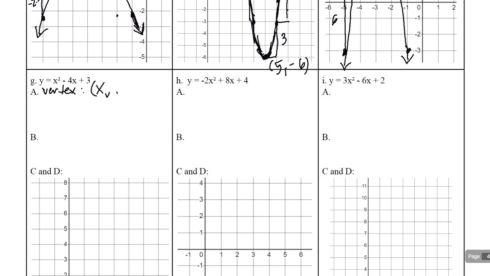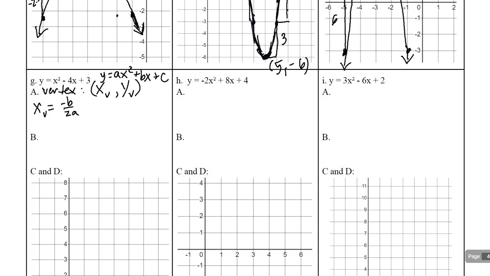The x part of the vertex and the y part of the vertex. It happens to be that the x part of the vertex is equal to -b over 2a, where a, b, and c are from the parabola written in standard form, y equals ax squared plus bx plus c.